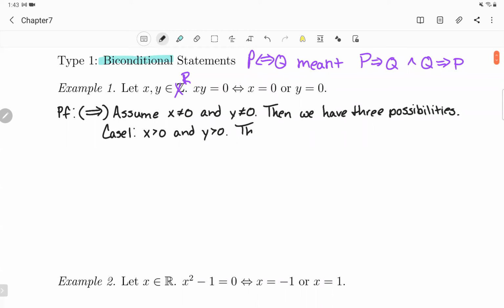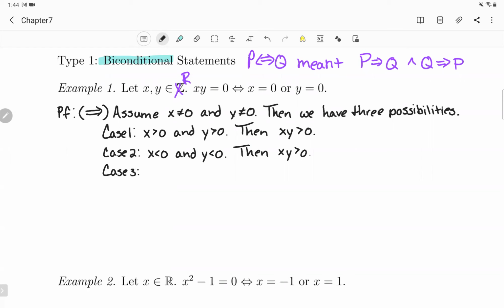Well, if I multiply 2 positive things, what do I get? Positive thing. Okay. Case 2, let's make them both negative. X is less than 0. Y is less than 0. If I have 2 negative things and I multiply them, what do I get? Positive thing. What's my last case going to be? Yeah, one of each, right?